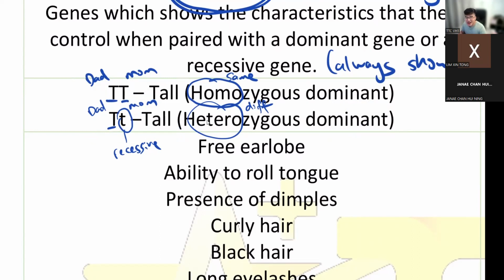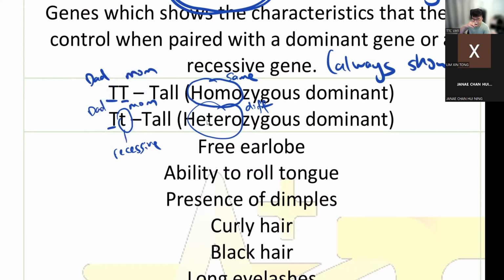Usually my students will ask me, sir, I'm tall, so which one am I? This one I will not know. Whether you are big T, small t or big T, big T, we have no way of knowing unless you have the money and go and do a DNA test. Then you will find out. Do you really care? Not really, right? So if you care, then you go and find out.